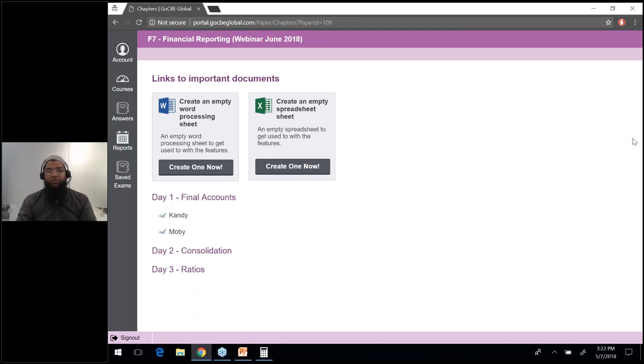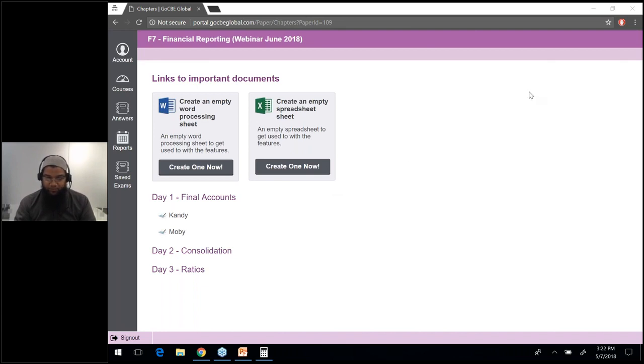I would not suggest you people to use Microsoft Excel. Instead, you should be using the real exam environment from the ACCA platform or from GoCB or from someone else which is providing the environment close to the real exam environment.